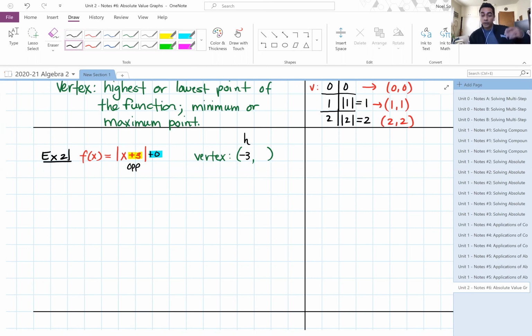Yeah, right. So when you don't have a number outside, it's because it's a 0, right? So you can just add 0. Now, how does that help you? Because now you know that that's going to be your K value. So K is going to be 0, right? So there's your vertex, right?